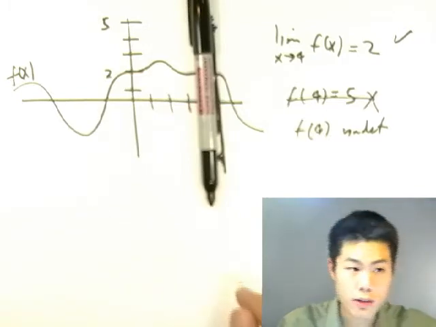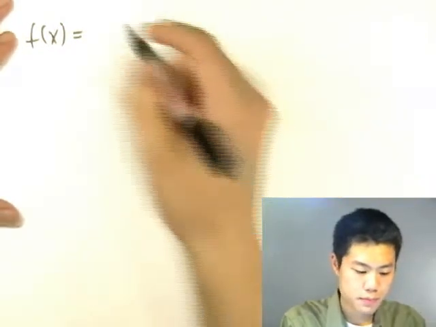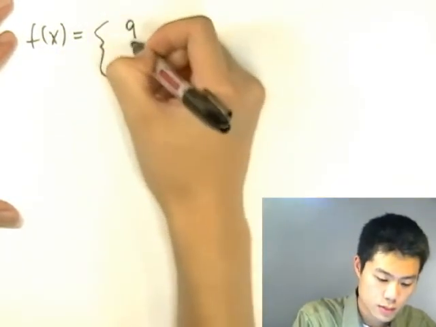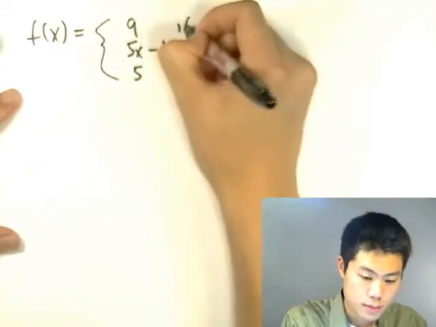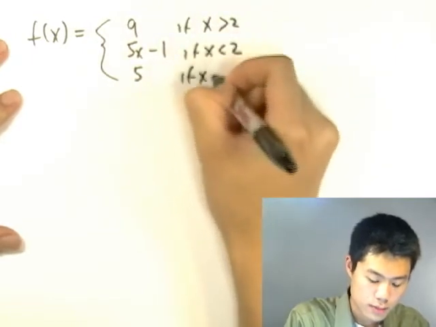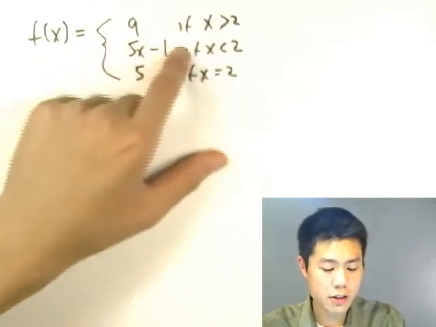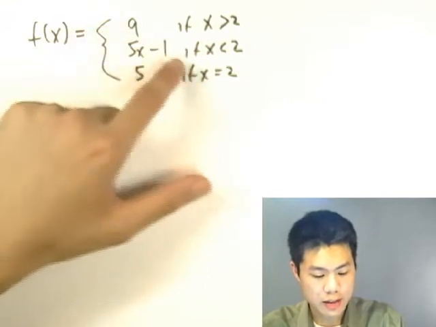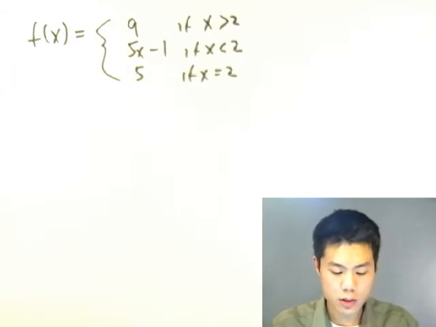And so we have time for one more example, a quick one. Let me give you another split function here. The function reads: if x is greater than 2, then f of x is equal to 9. If x is smaller than 2, f of x is equal to 5x minus 1. And if x is equal to 2, f of x is equal to 5.